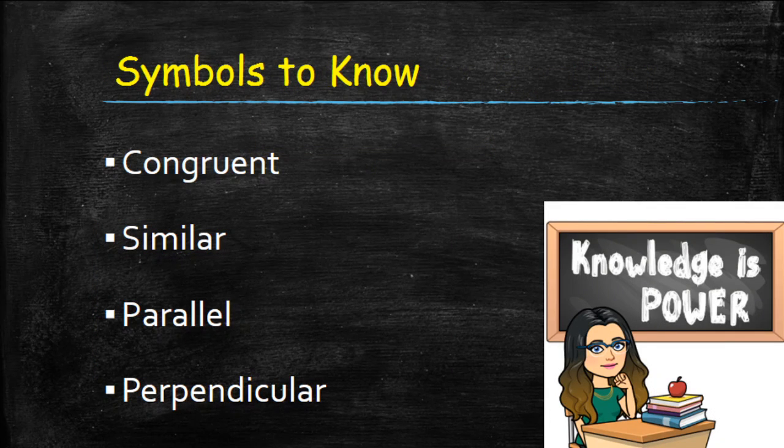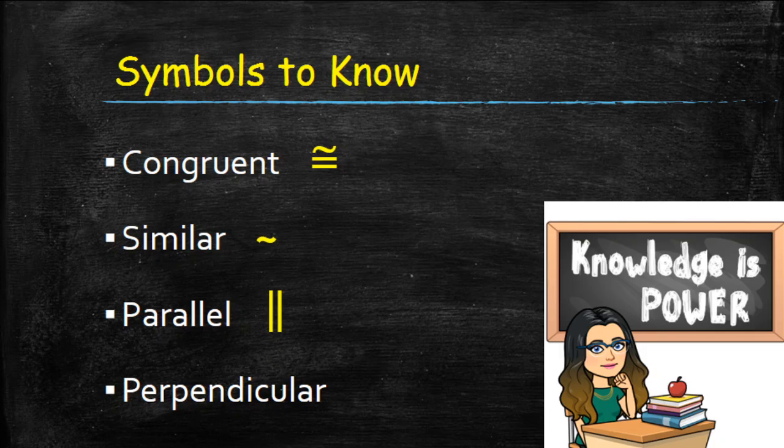Next, let's look at some symbols to know. First, we have congruent, which means the same or equal. And it looks like an equal sign with a squiggle over the top. Next, we have similar. If you're looking at this at the beginning of the year, we haven't talked about it yet. If we are looking at it later on, though, that is something we cover in the next few months. So similar has a squiggle.